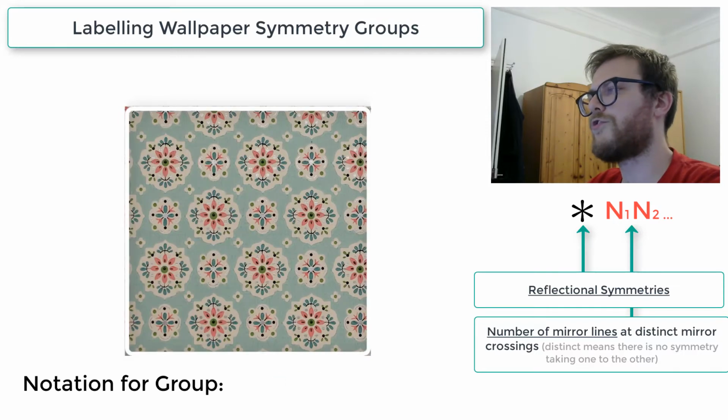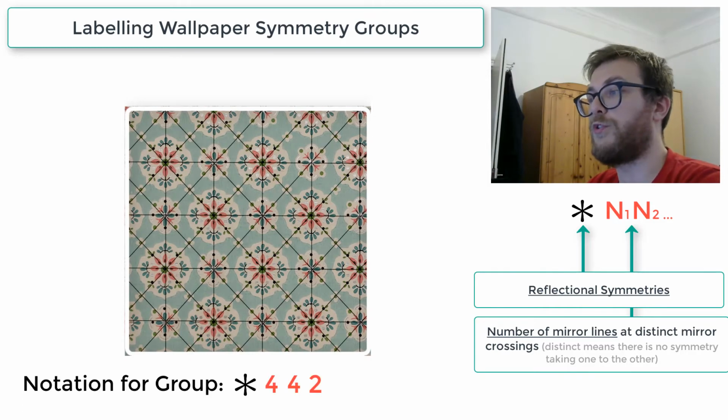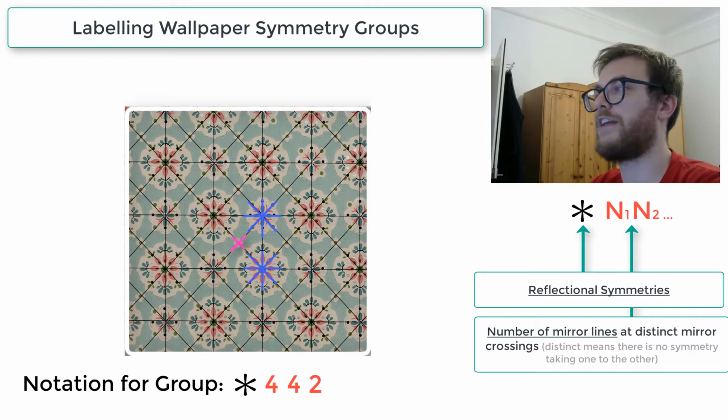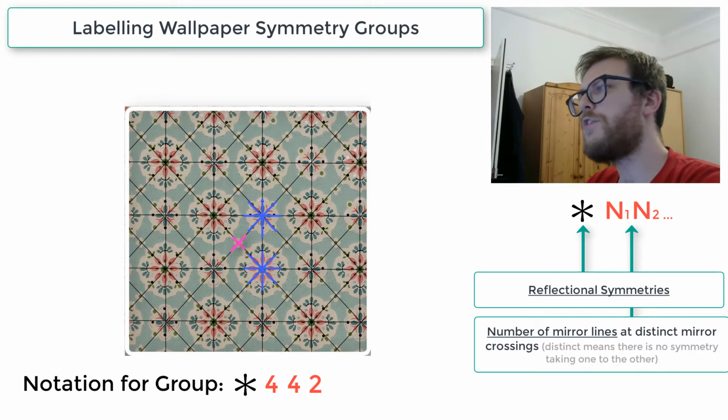How do we denote the symmetry group of this pattern? Well, it would be asterisk 442, as there are three distinct crossings of 4, 4, and 2 mirror lines respectively. Note that in both cases we've found a generating set, so we don't need to continue noting down features.